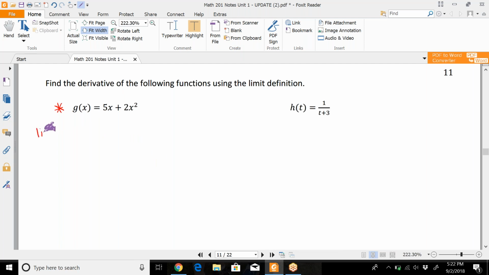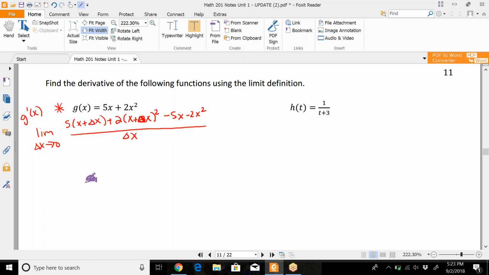So the limit as delta x approaches 0, because remember that's how we find g prime, since this is a g function instead of f, is going to be 5 times x plus delta x plus 2 times x plus delta x squared minus 5x minus 2x squared, because that's the minus f of x part, all over delta x. So we're really just plugging into the same formula every time.